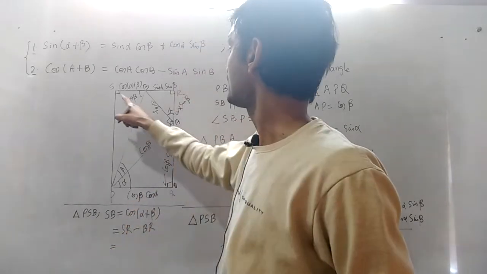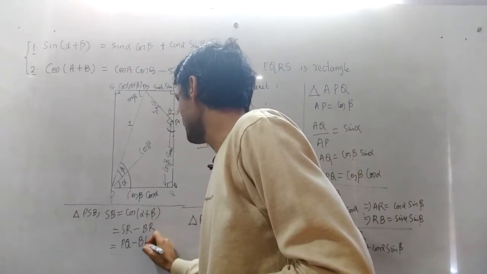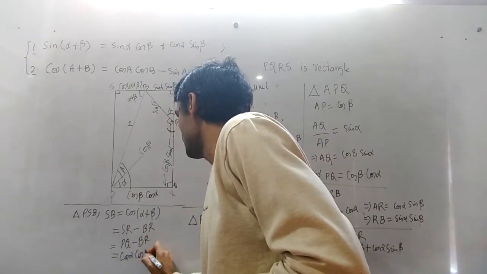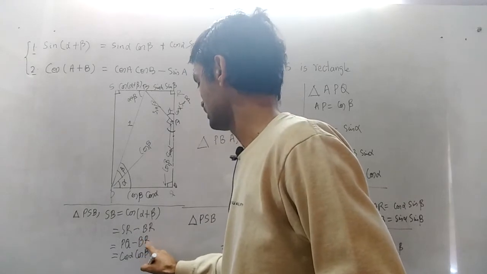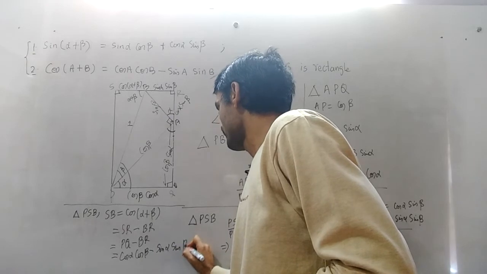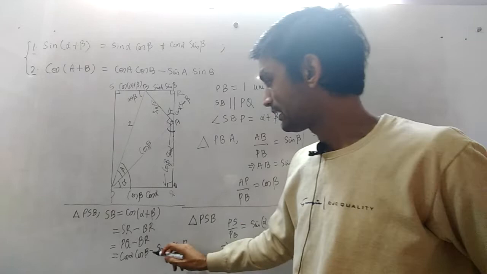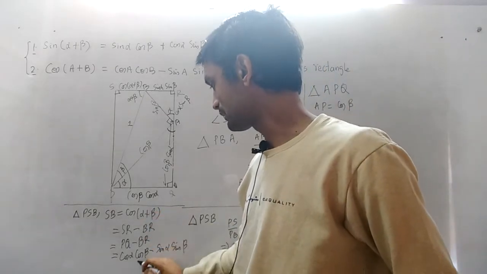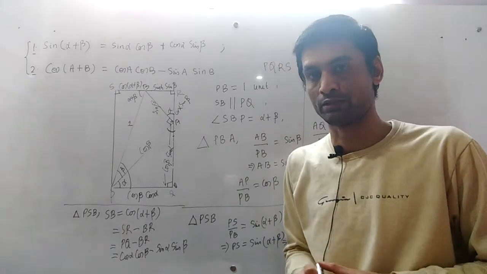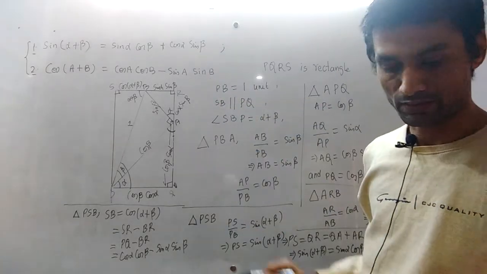And what about SR? SR is equal to PQ. So PQ minus BR. PQ is cos alpha cos beta, and BR is sin alpha sin beta. So this is the derivation of cos alpha plus beta. Cos alpha plus beta is equal to cos alpha cos beta minus sin alpha sin beta. So this is the derivation of both the formulas, sin alpha plus beta and cos alpha plus beta.